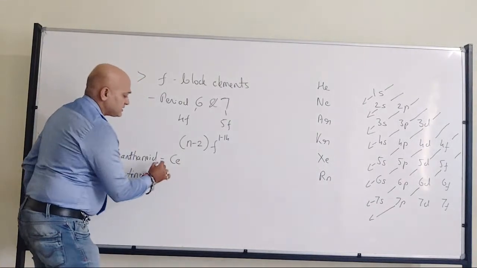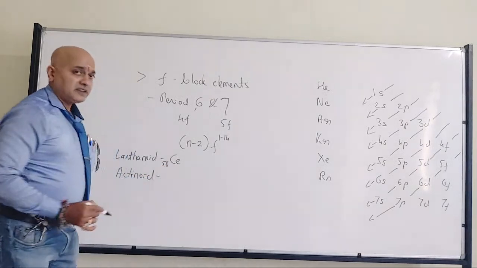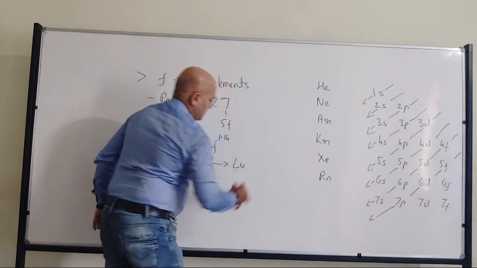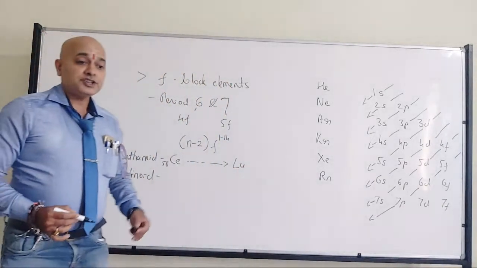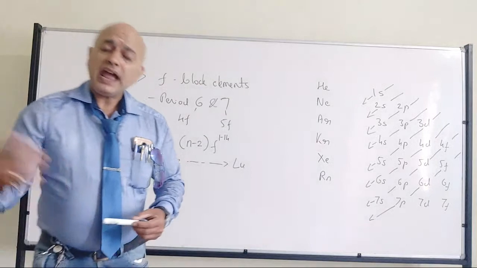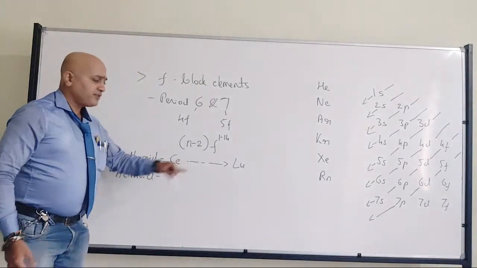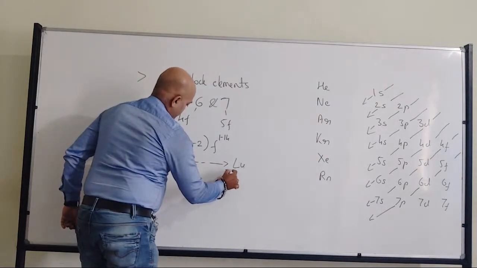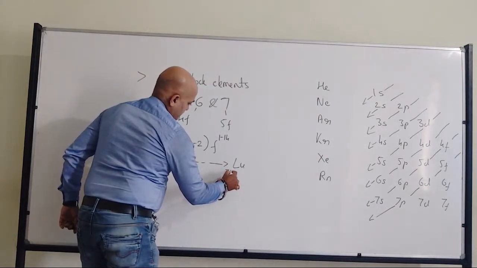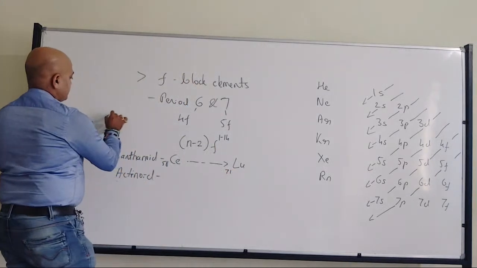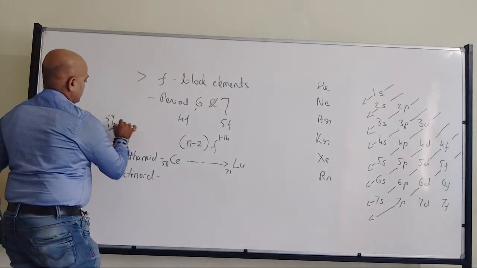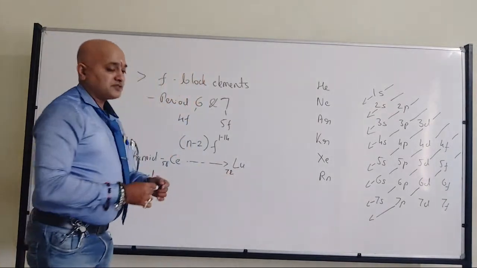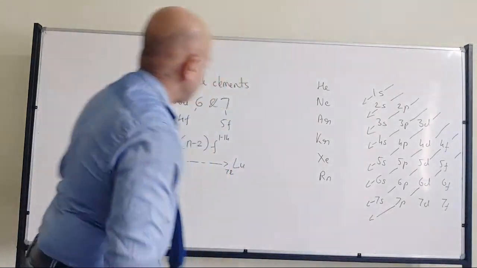It will start from cerium, 58. Now it will go up to lutetium. So when it comes to lutetium, add 14 to this. For 58, add 14. Fine. That's what we have as the elements.